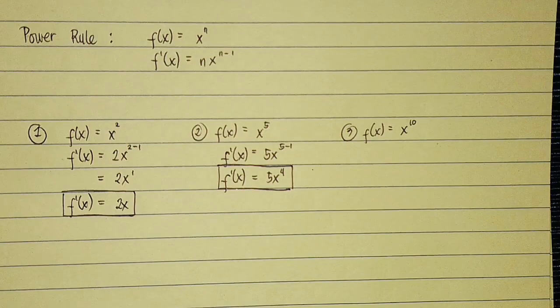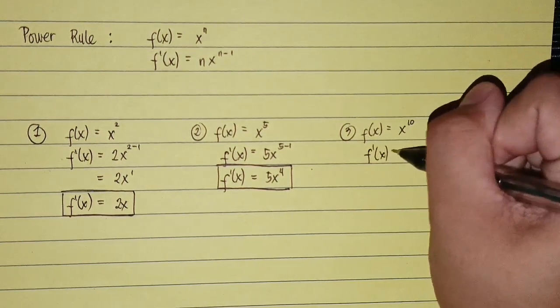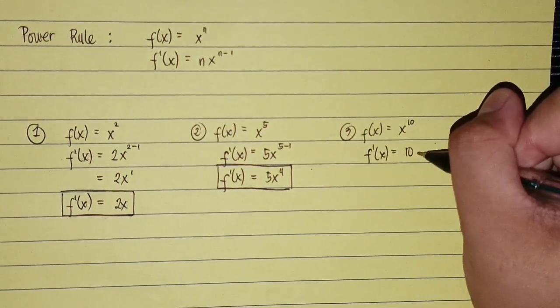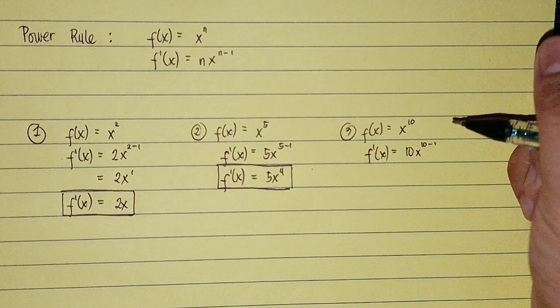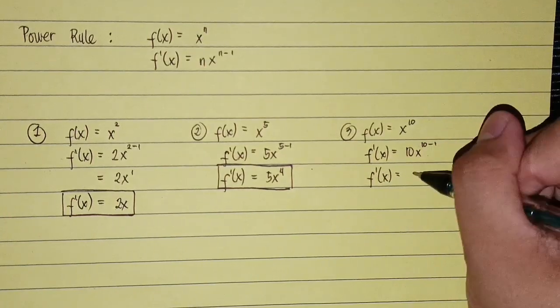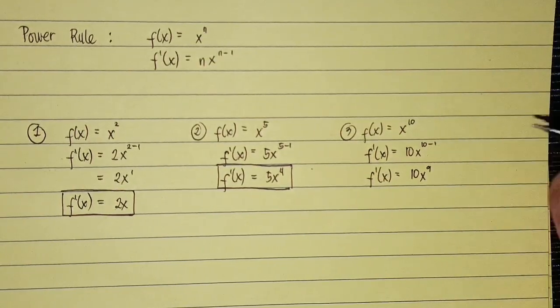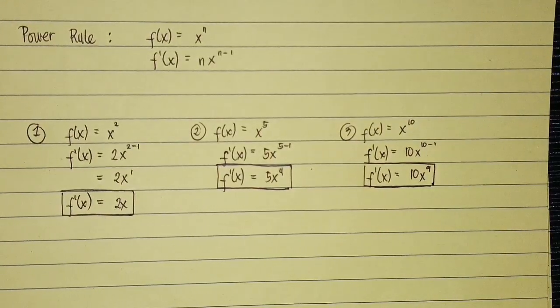Now let's have our third example, which is f(x) = x to the power of 10. To answer this, we will bring down the value of the exponent n, which is 10, and multiply it to the coefficient, wherein the coefficient is x. And we will subtract 1 from the exponent, or n minus 1, this will be 10 minus 1. 10 times x is simply 10x, and 10 minus 1 is 9. Therefore, the derivative of the function x to the power of 10 is 10x to the power of 9.